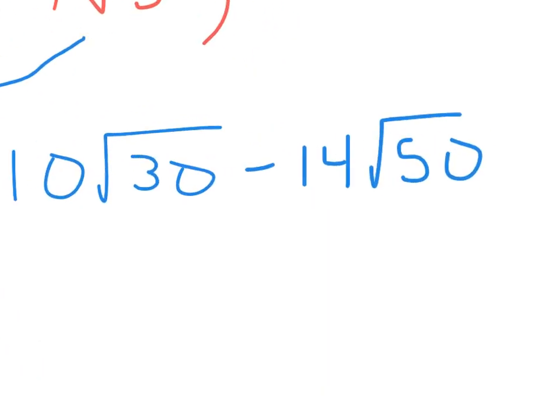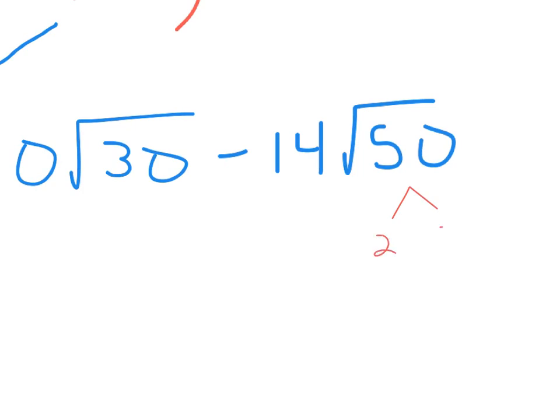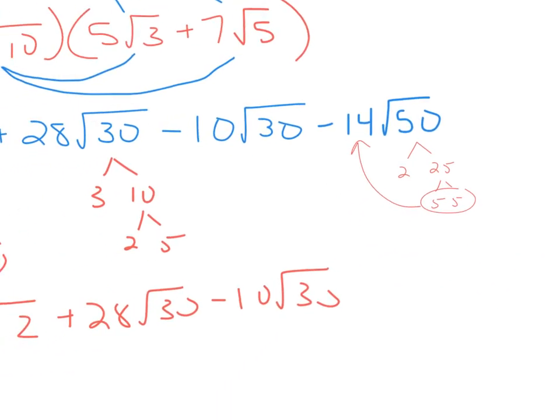All right, and then on the 50 here, I'm going to break this down to 2 and 25, and then this will go to 5 and 5. So the 5s pair up and move out, and I'm going to take 14 times 5 there and get negative 70. So negative 70 root 2, because this 2 is left over.